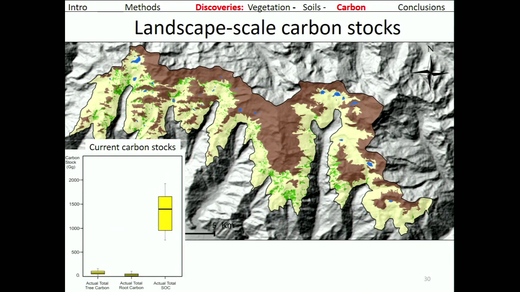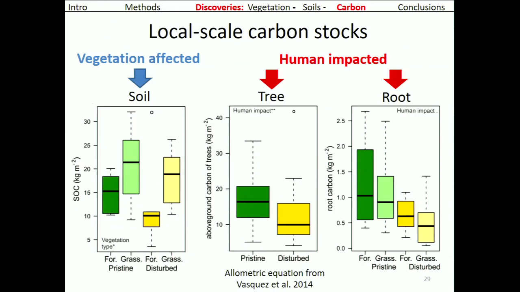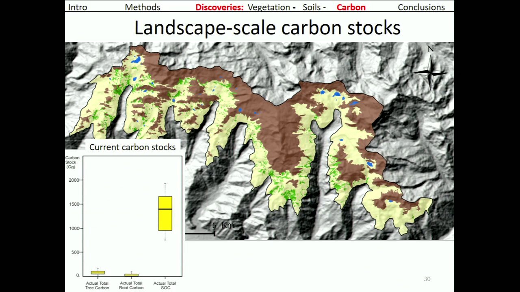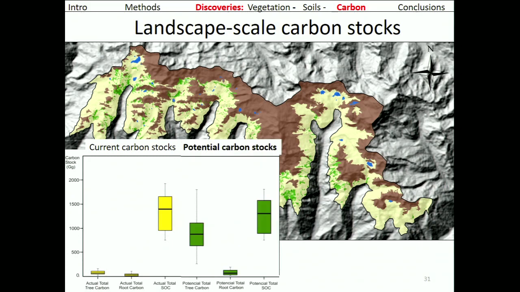What we wanted to know was, with this data, this is at a local scale, we wanted to extrapolate that to the landscape scale using our data from the landscape mapping study. And what we found was this. So these are the current carbon stocks in the entire Cordillera Urubamba, and most of the carbon is held in the soils. But we were interested to see what would be the potential carbon stocks in this landscape based on using the data from our pristine sites in terms of the proportion of forest and grassland in these sites. And this is what we found.